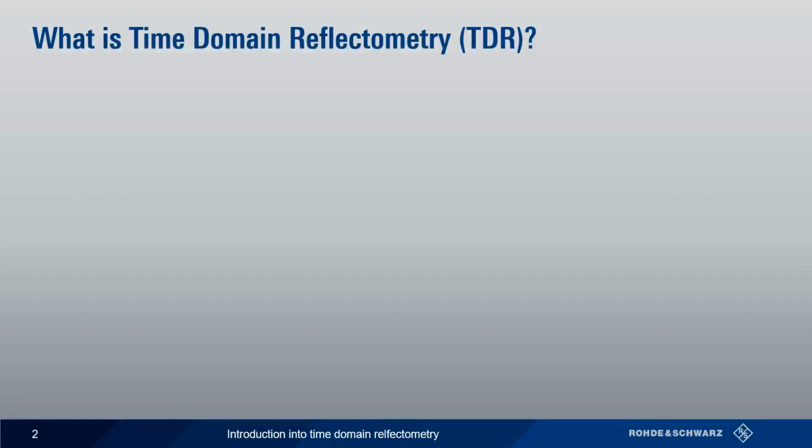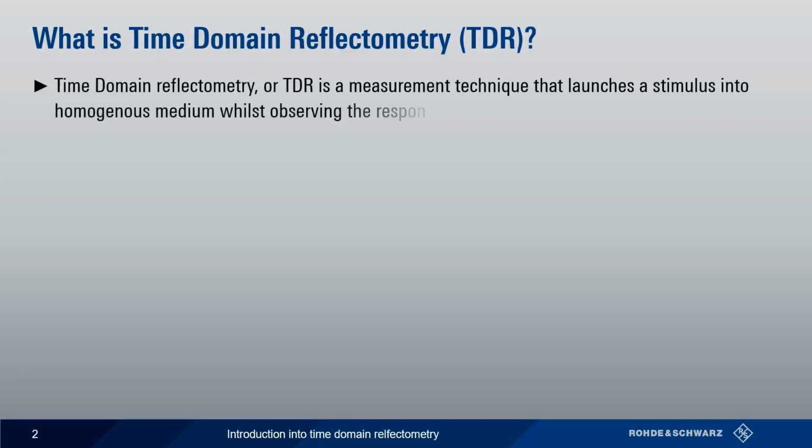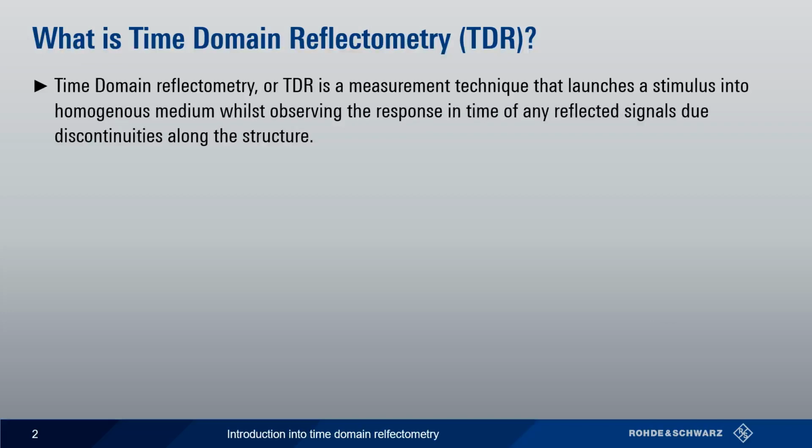So what actually is time domain reflectometry, or what's commonly known as TDR? Well, it's a measurement technique that allows us to launch a stimulus signal into a homogeneous medium, i.e. a cable or PCB board, whilst at the same time observing the response in time of any reflection signal that comes back due to any discontinuities that may occur across the structure.